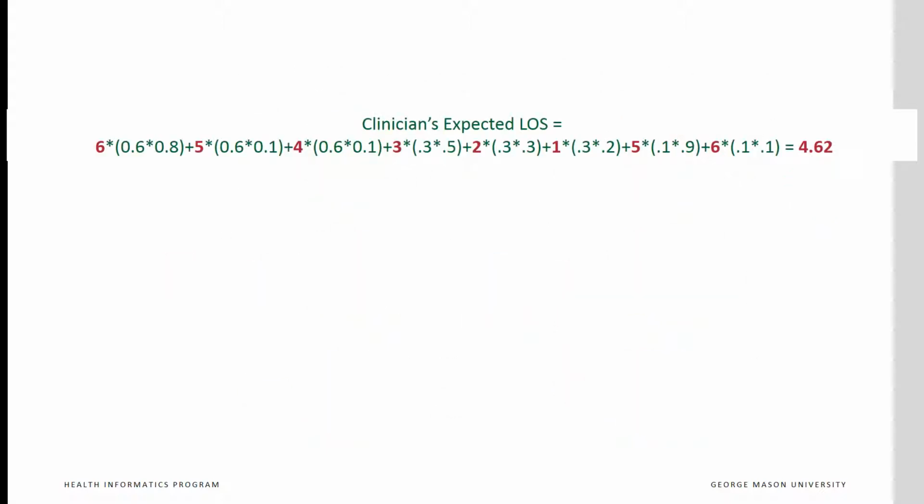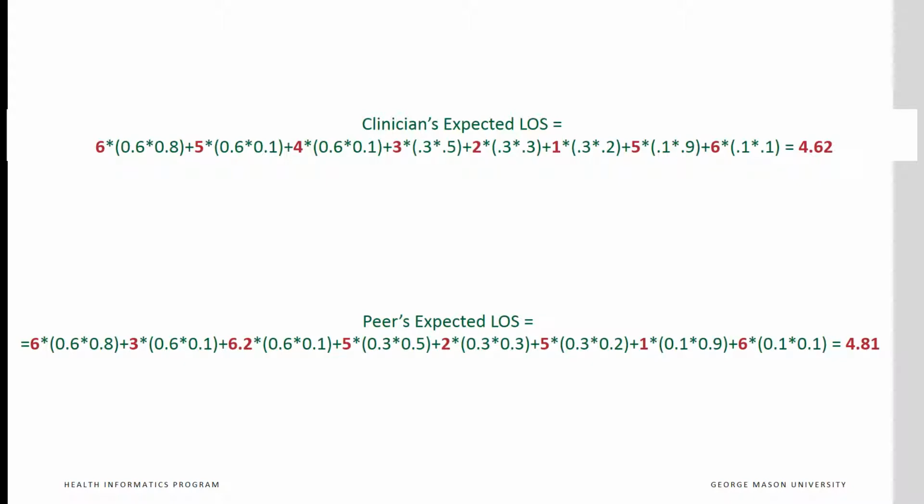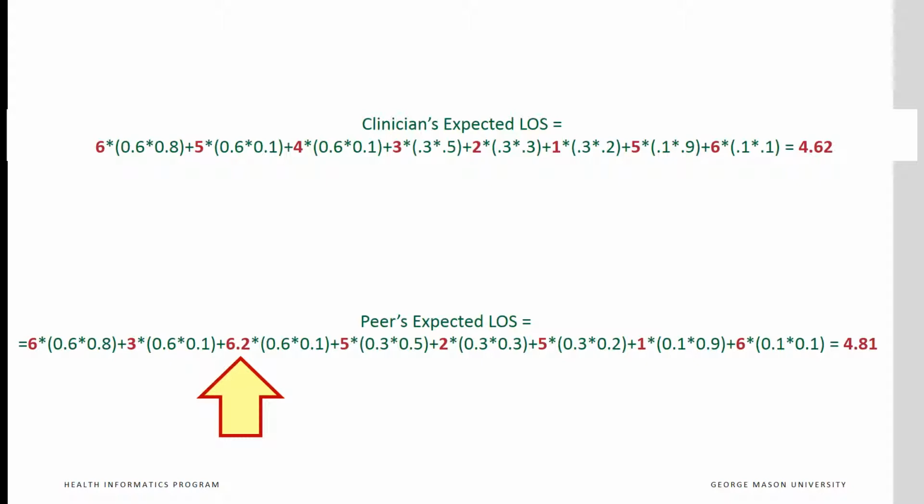To highlight how these calculations are made, we have kept the probabilities in green and the outcomes in red. The expected outcome for the clinician is calculated to be 4.62 days. Now let us look at the performance of the peer group. As before, the probabilities are shown in green. These are the same probabilities for the clinician, as by definition, they see the same types of patients. The peer group's outcomes are shown in red. Note that 6.2 was missing and estimated for a synthetic case composed of marginal components of the missing value.